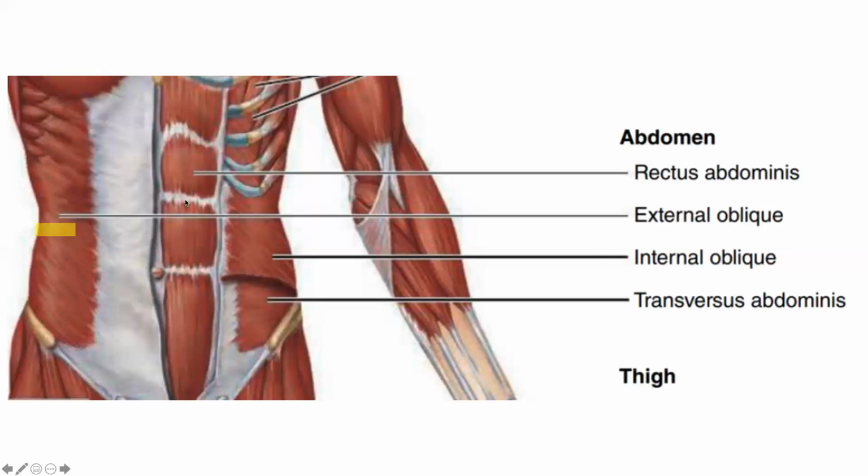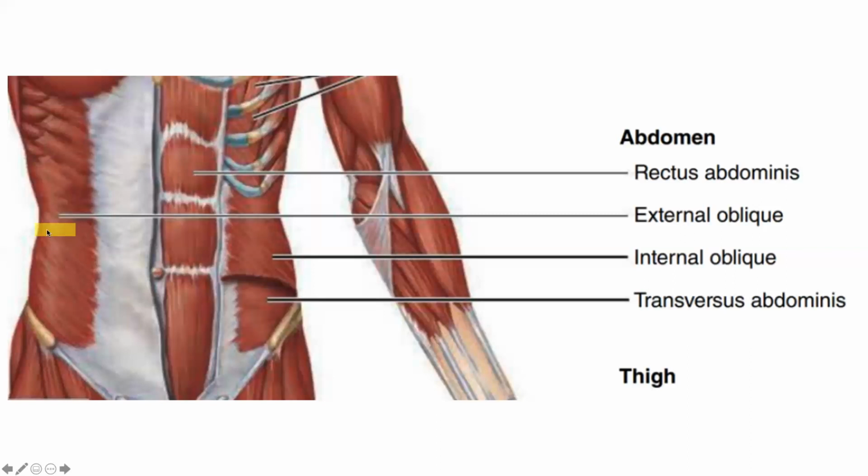Look at that. The external oblique runs downwards and medially. The direction of the external oblique is the same as the external intercostal muscles in the thorax. They run downwards and medially. As we remember, the internal oblique runs opposite to the external oblique muscle. And the transversus abdominis muscle runs horizontally.